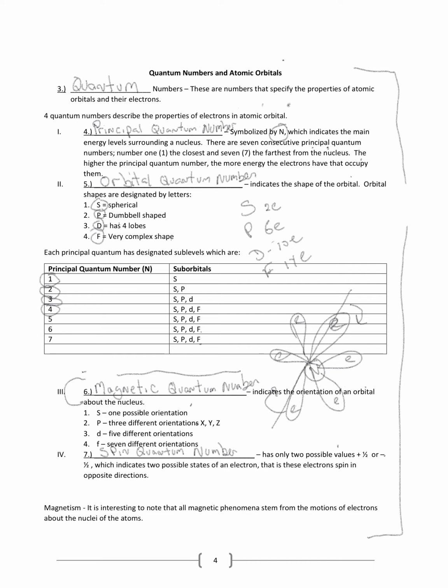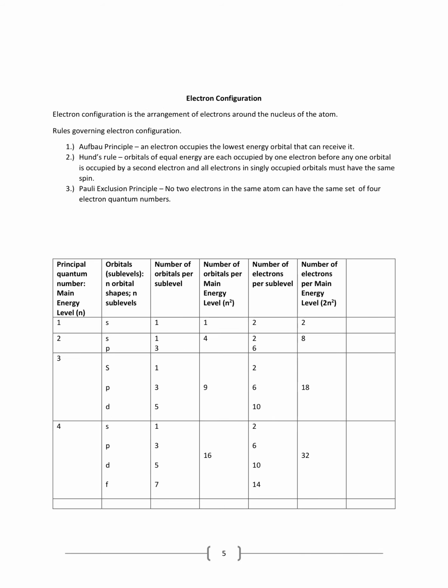Magnetism is interesting to note: all magnetic phenomena stem from the motion of electrons about the nucleus of the atom. So the direction that they actually spin will determine the magnetism of an atom.